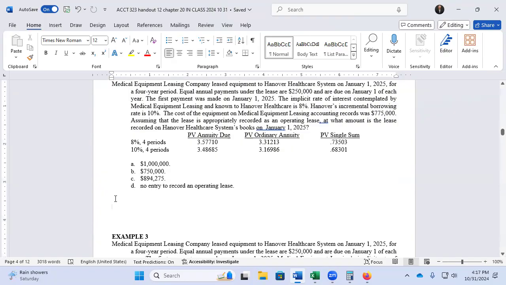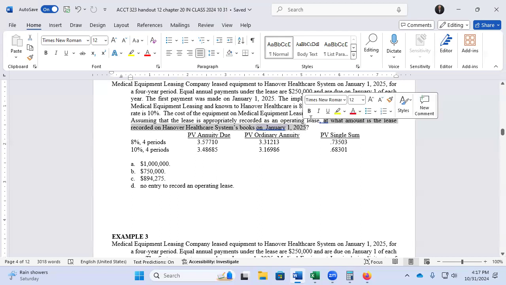Take a look at example 2 and I'll walk you through it. Okay. We're asking, at what amount is a lease recorded on Hanover Healthcare Systems' books on January 1, 2025? So we look back at the detail, and that's the first date where it happens.